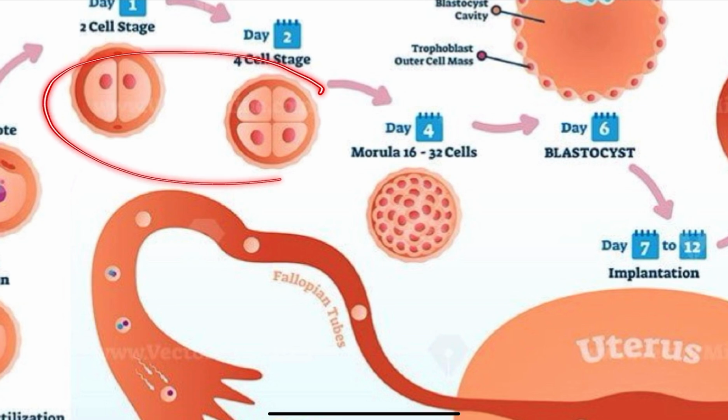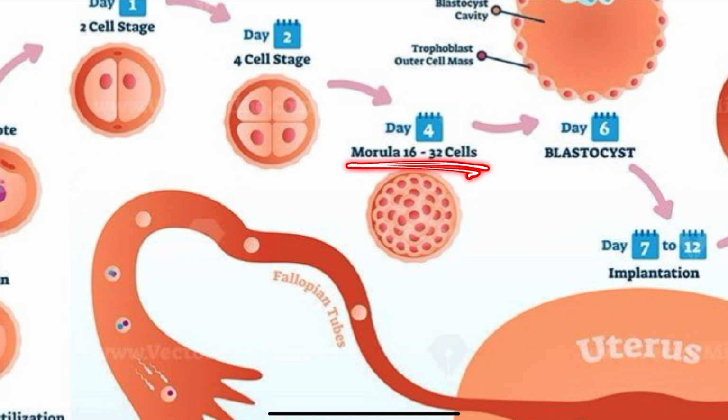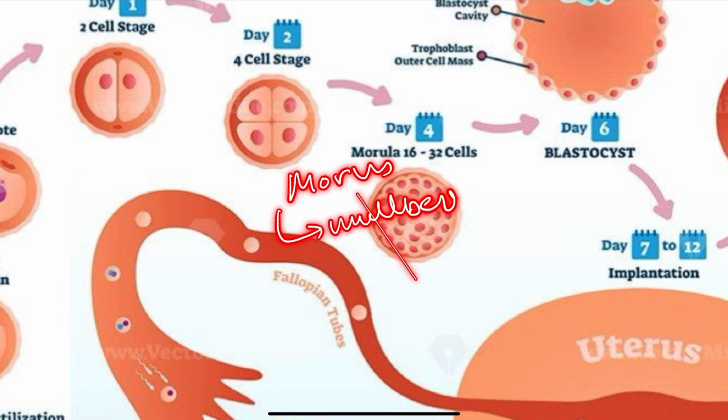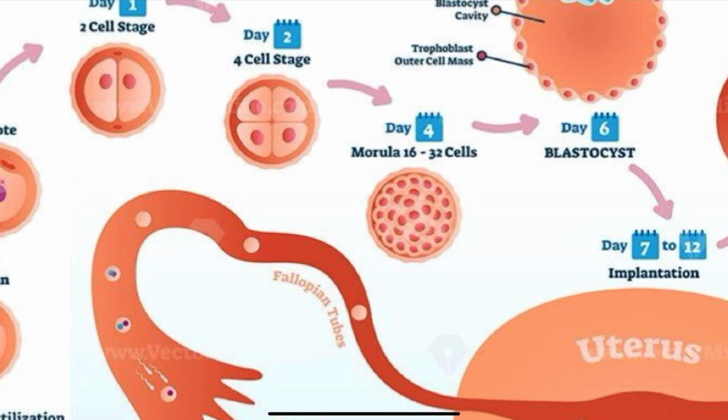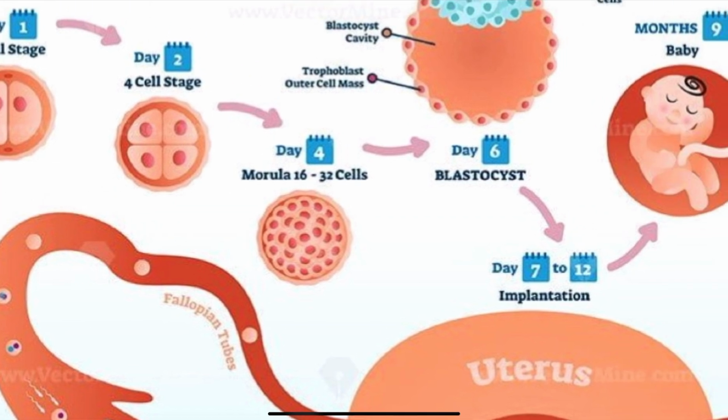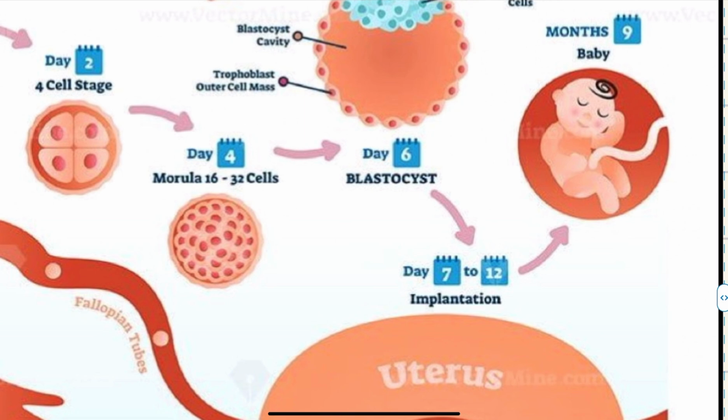Eventually, cleavage will lead to the formation of a 16 to 32 cell stage called the morula. Morula is derived from the word morus, which means mulberry. So it has that mulberry-like appearance of 16 to 32 cells, or you can say 12 to 32 cells. Now these cells which you see here are called blastomeres. This is formed at about 3 to 4 days after fertilization. You can see here the days are written.